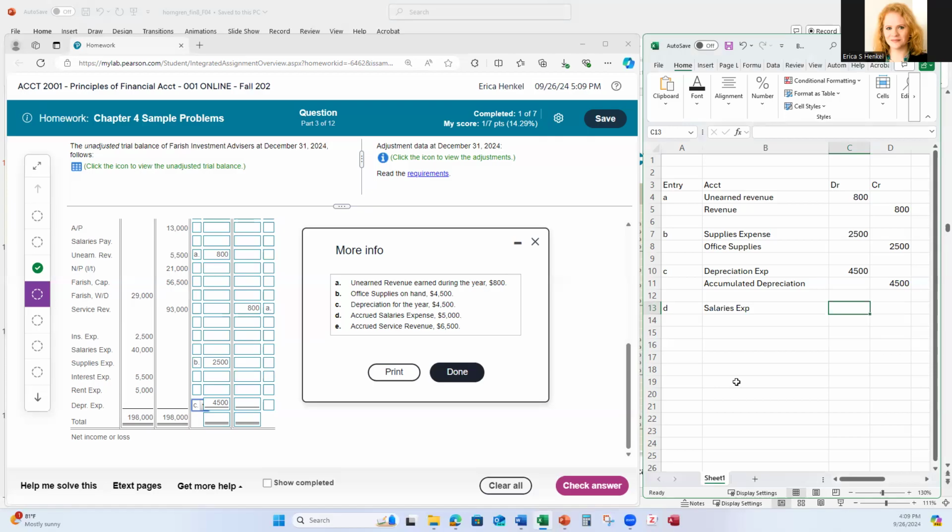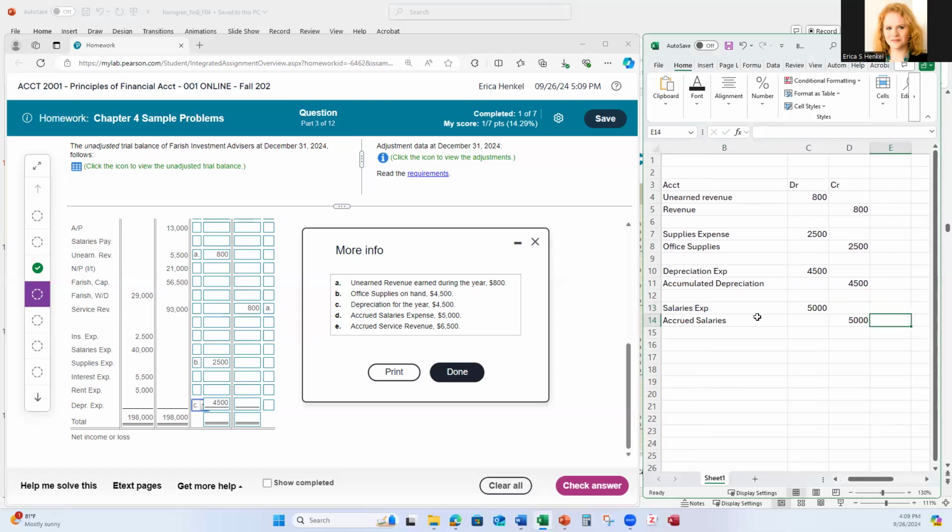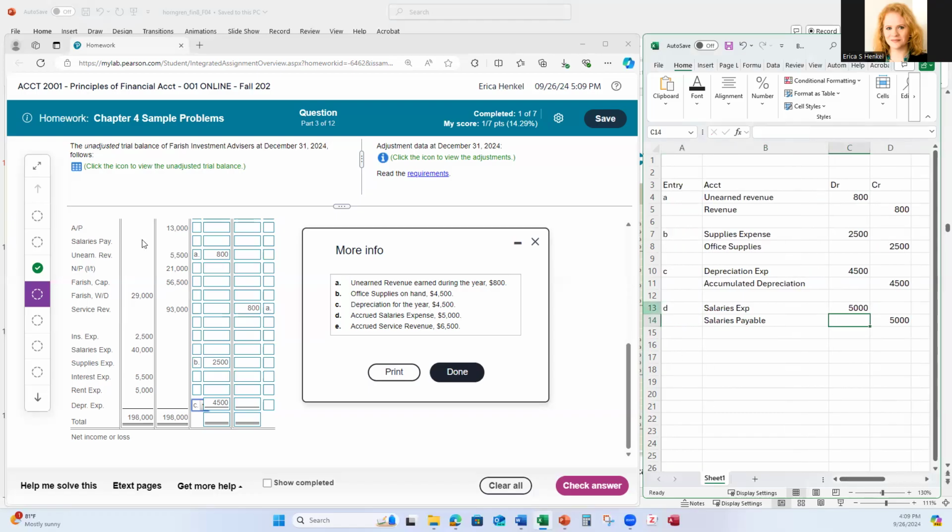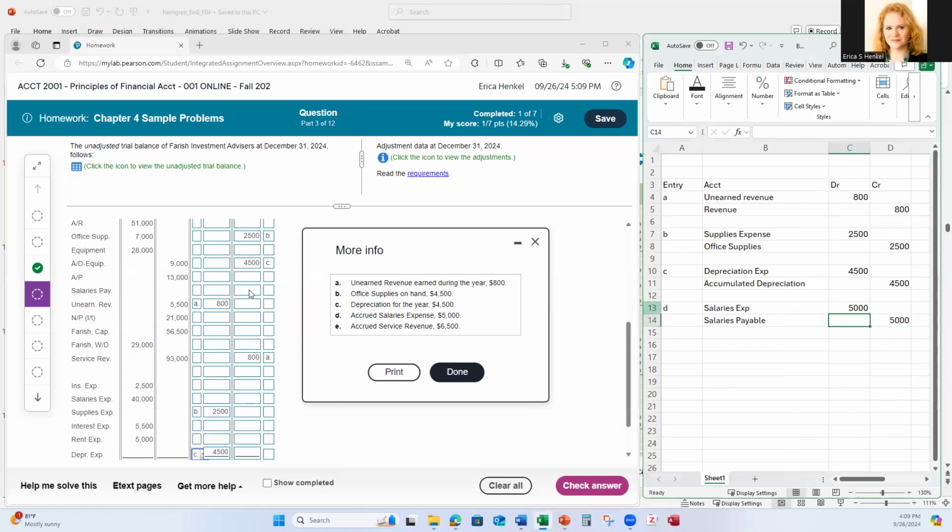So we're debiting our salaries expense for $5,000, and we are crediting our accrued salaries, or salaries payable. Okay, so with that, let's go out here. Okay, so salaries payable is what they've got it under for 5,000, and that's entry D. And then we're going to get our salaries expense there.